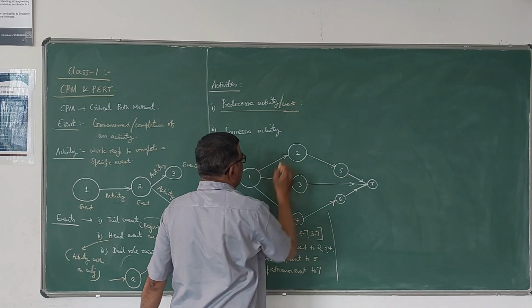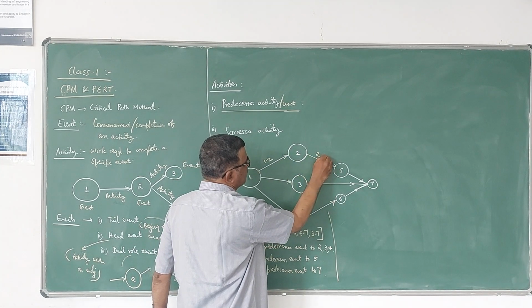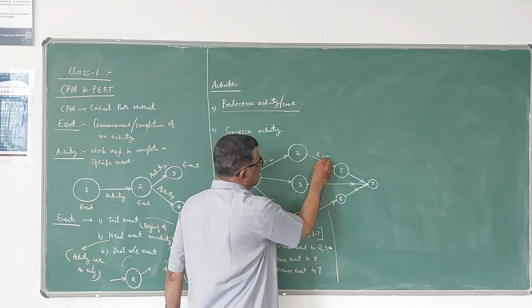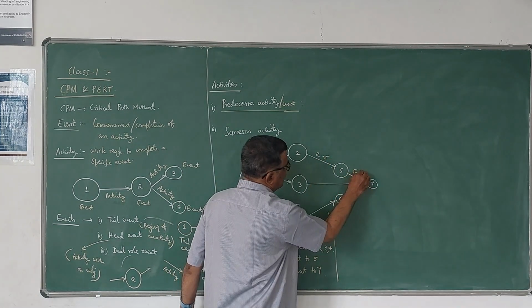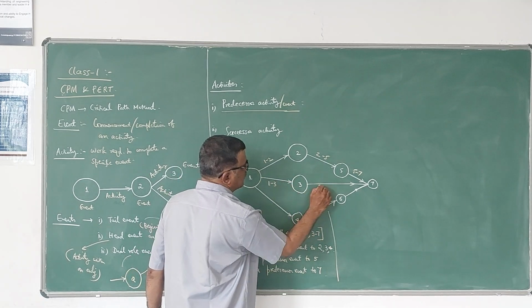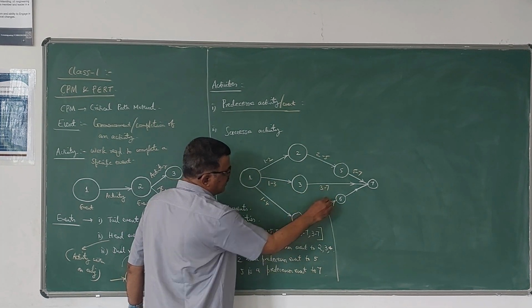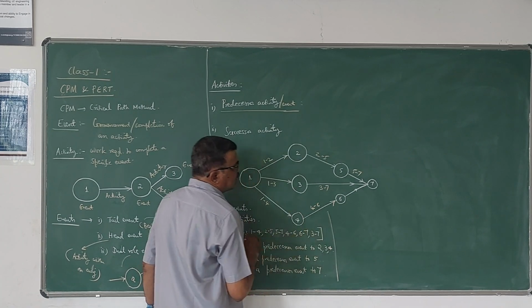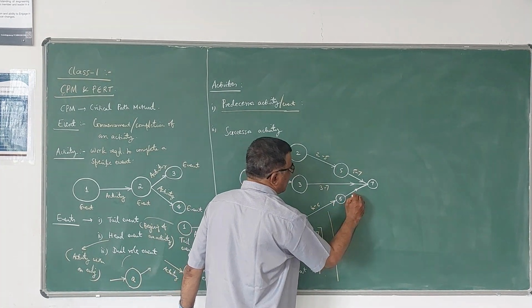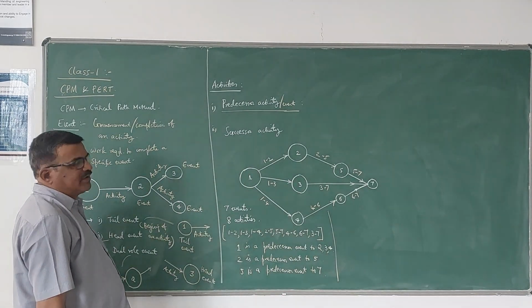Activity means you can say 1, 2 is a predecessor activity to 2, 5. 2, 5 is a predecessor activity to 5, 7. 1, 3 is a predecessor activity to 3, 7. 1, 4 is a predecessor activity to 4, 6. 4, 6 is a predecessor activity to 6, 7. So this is how we can define activity.